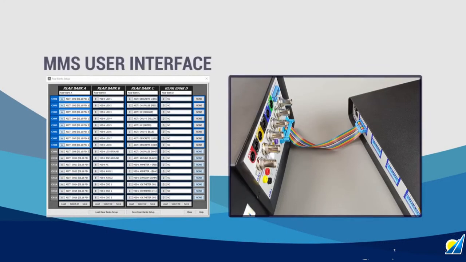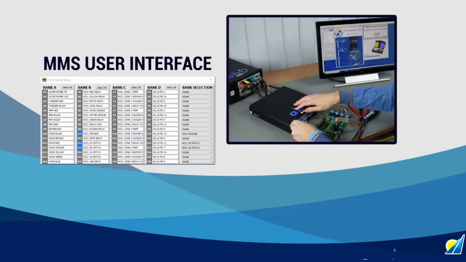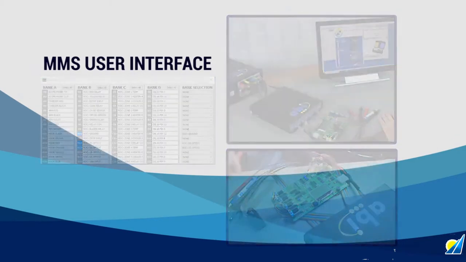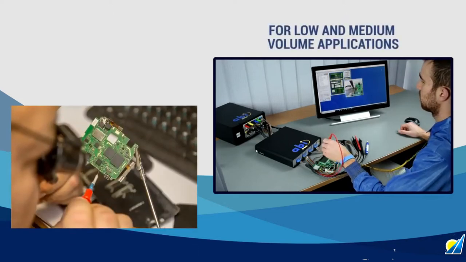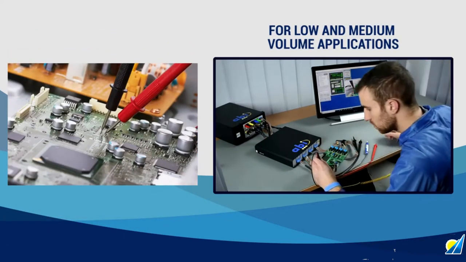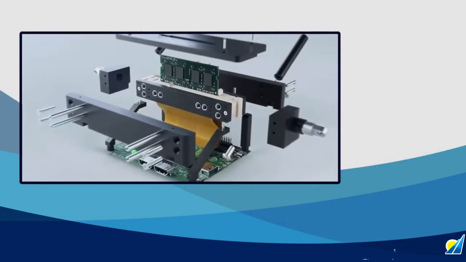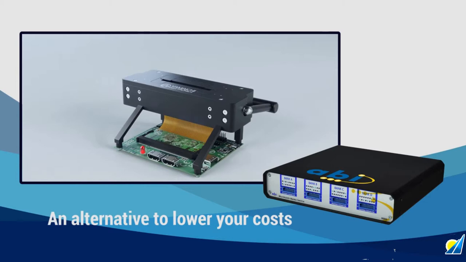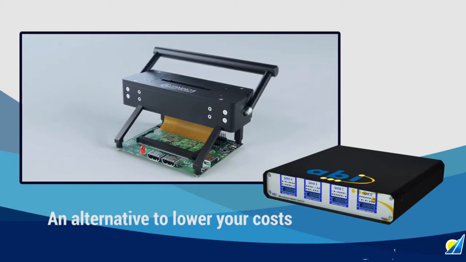In each step, 16 unique paths can be created between the instruments connected to the rear of the MMS and the accessories, probes or test fixture plugged into the front of the unit. With ABI's Multiplexed Matrix Switch and the company's user-friendly systemate automate software, you can easily and cost-effectively automate existing low and medium volume test routines and applications.